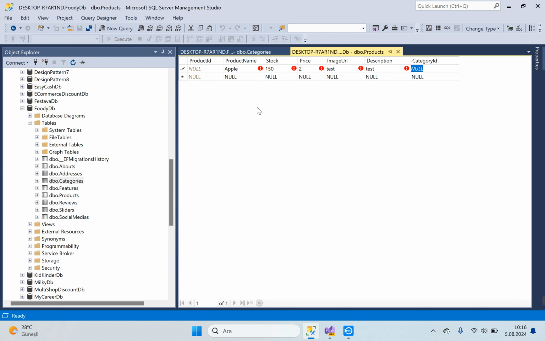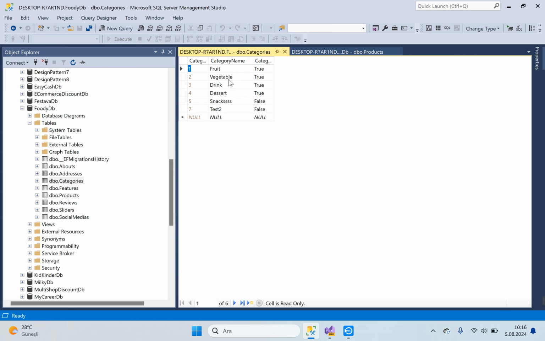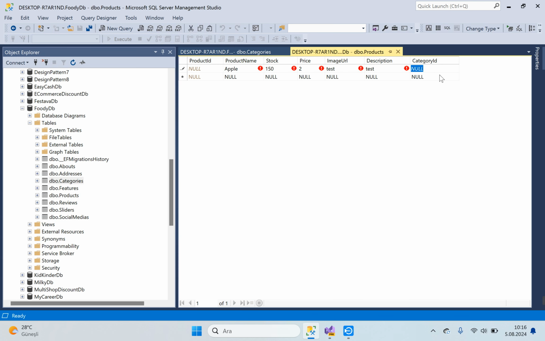And finally we need the category ID. The apple's category should be fruit. The fruit category ID is 1. Okay, and that's why we should write 1 as the category ID.